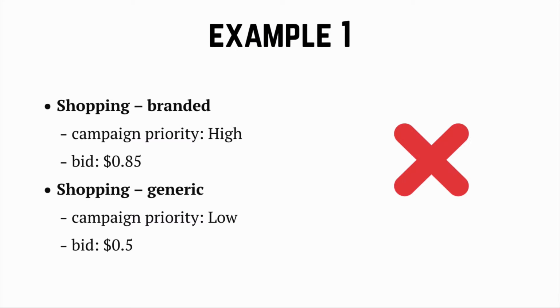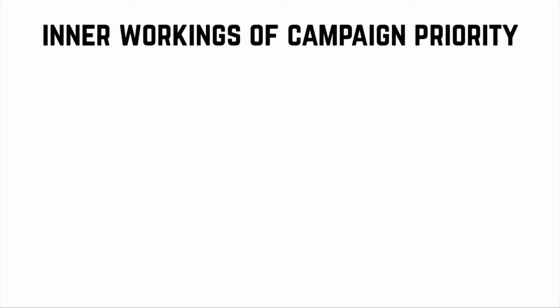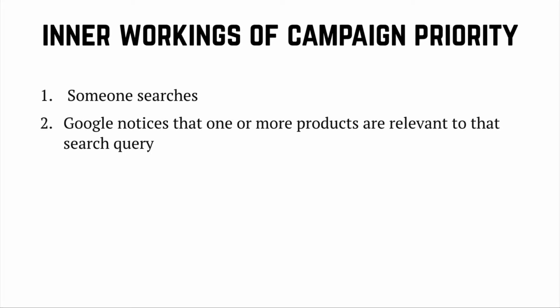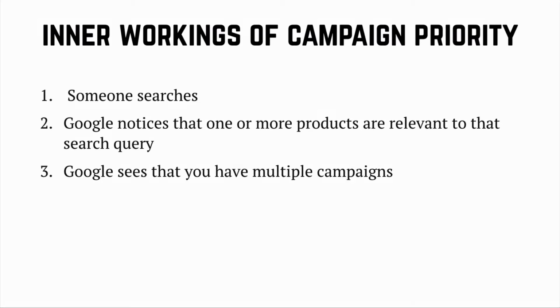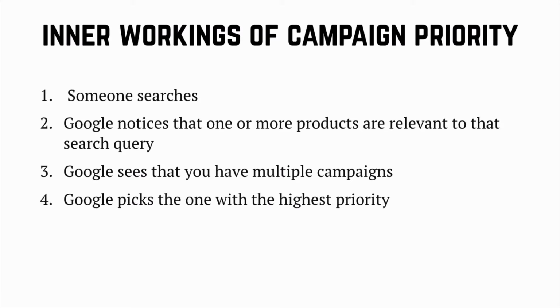This is wrong. This is the biggest mistake that I see. And let me tell you why it's incorrect. So this is how campaign priority works. When somebody performs a search, Google notices that one or more of your products are relevant to that search query. So Google goes to your AdWords account and sees that you have multiple campaigns with these same products targeting the same country and the same language. Google then picks the one with the highest priority.